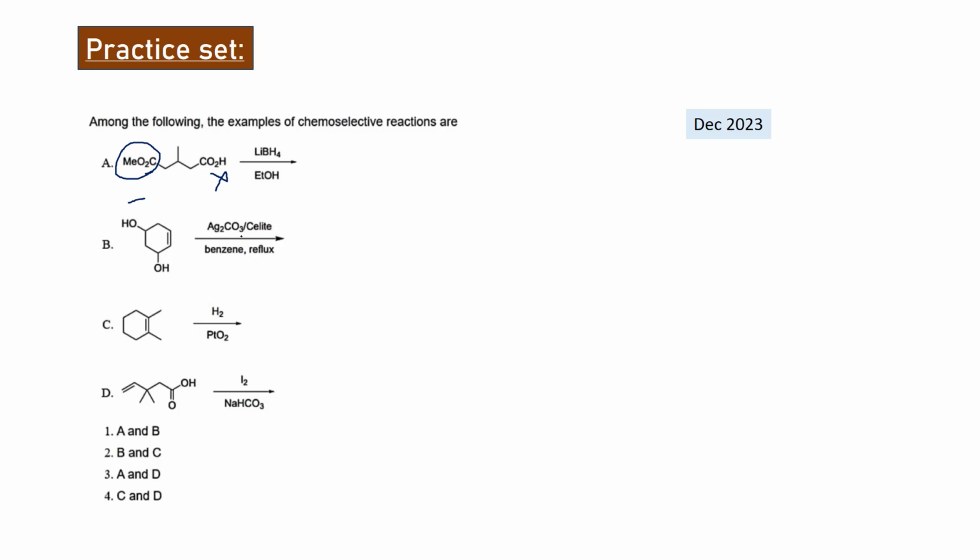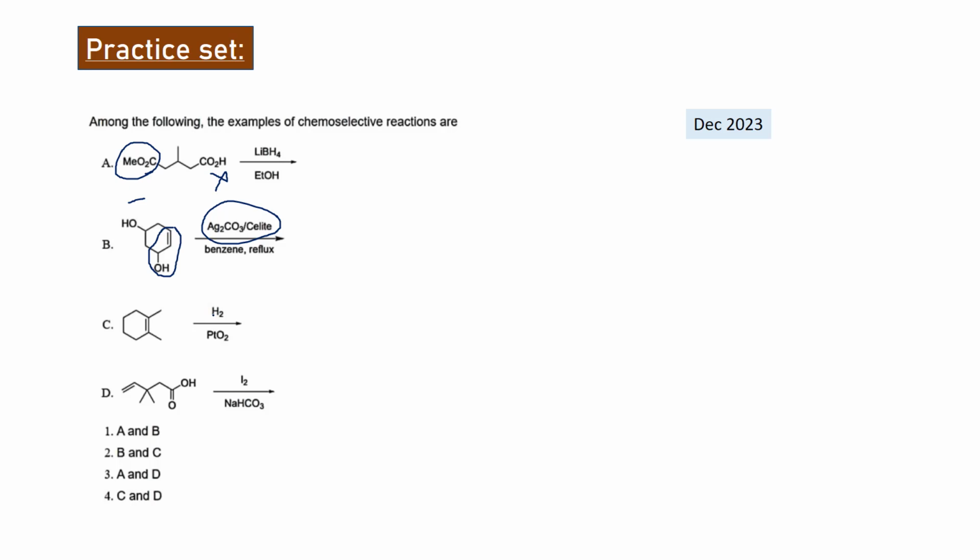If you add this Ag2CO3, silver carbonate and celite, this is called, I can't remember the name of the reaction. This type of reaction is usually specific to allylic alcohol. So this is an allylic alcohol, and this alcohol will react faster than this one. So this is also a chemoselective reaction.